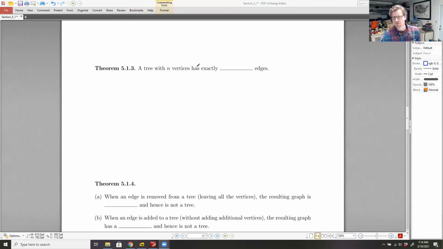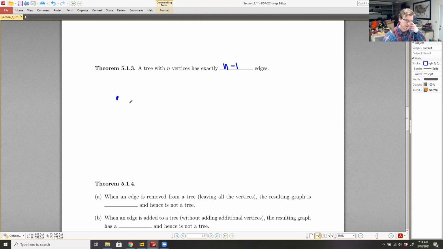So we have two properties for this video as well. A tree with n vertices has exactly n minus 1 edges. So when we look at a tree, we're interested in not having any cycles. And we'll talk more about that here in our next property as well.